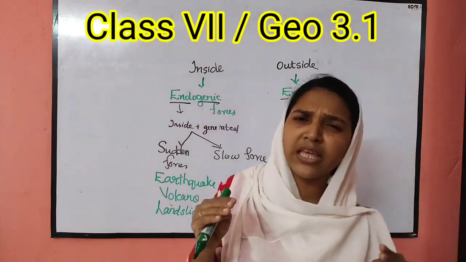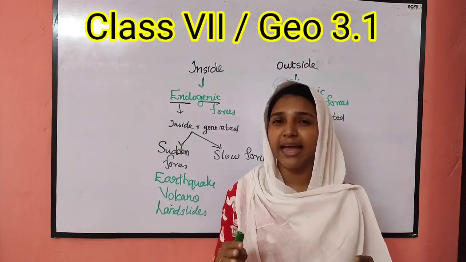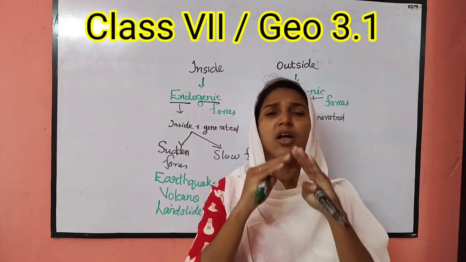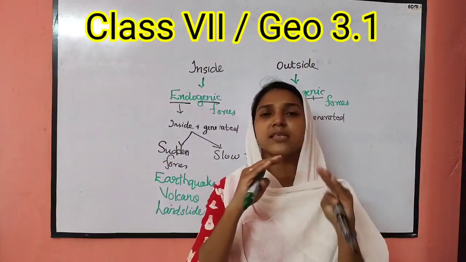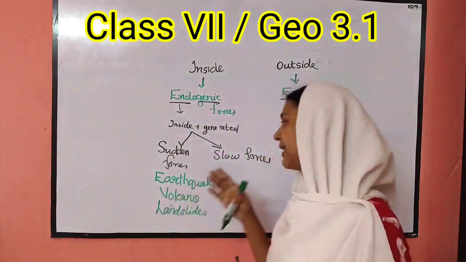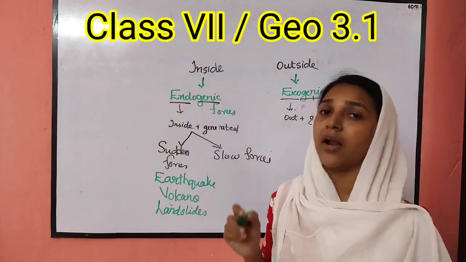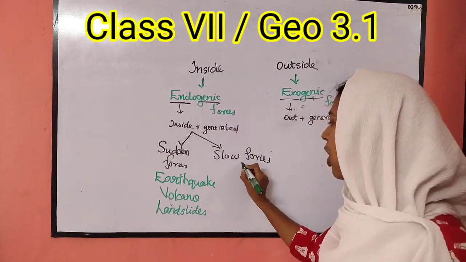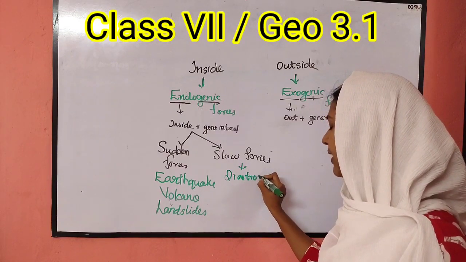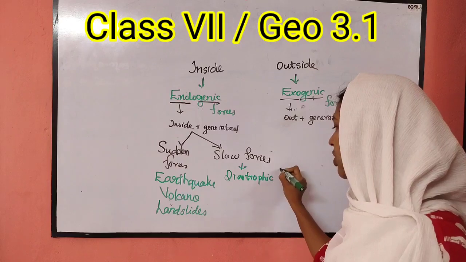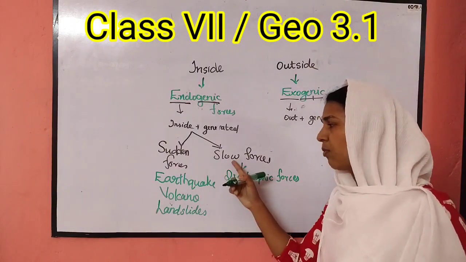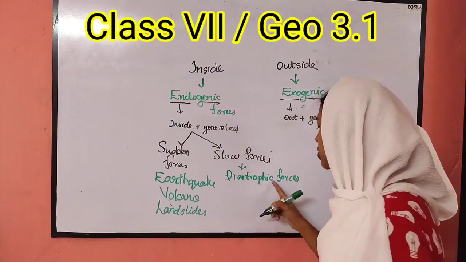Now, the second type of endogenic forces are slow forces, which happen very slowly. I have already told you that the plates are moving with the molten magma very slowly, and these slow movements also make changes on the earth, students. These slow forces are also known as diastrophic forces. So slow movements are known as diastrophic forces.